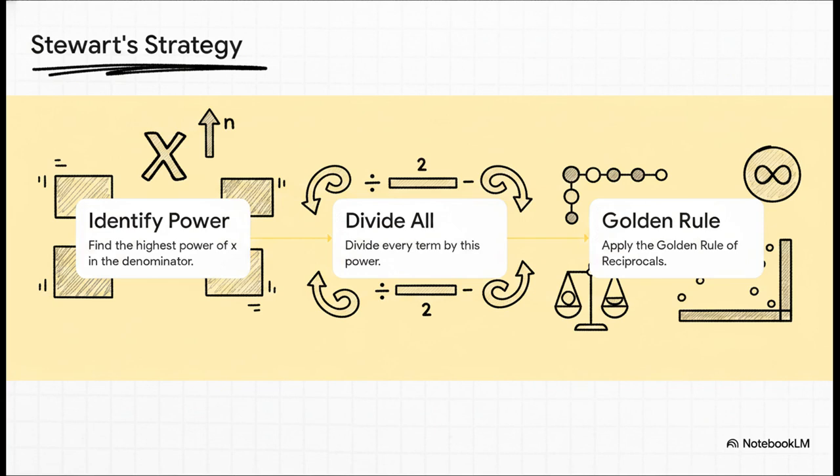Well, here is Stewart's 3-step strategy to rescue us. Step 1. Identify the highest power of x in the denominator. Step 2. Divide every single term, top and bottom, by that exact power. And step 3.